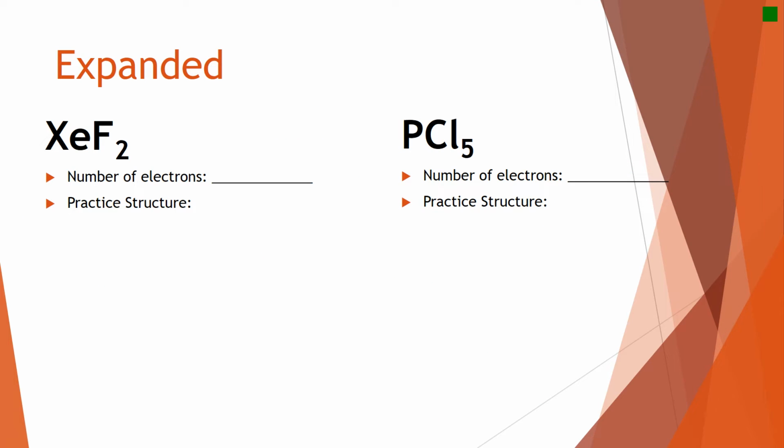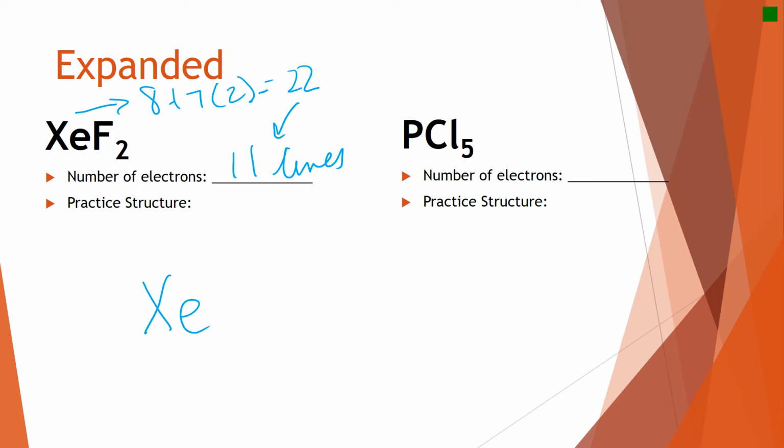Another one is xenon difluoride, XeF2. Xenon has 8 valence electrons, and fluorine has 7, but we have 2 of them. So in total, that means we have 22 electrons, which means 11 lines. I'm going to put xenon in the center, surround it with my fluorines symmetrically, single bond them, and make the octets of my outside atoms happy. So far I've used 8 lines, and now I have 3 more.